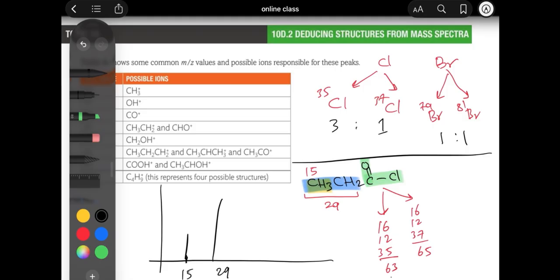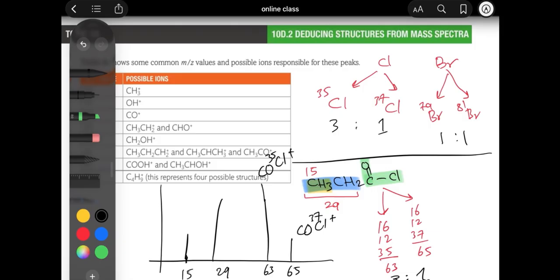Just keep in mind the ratio is 3 to 1, which means that the peak at 63 is 3 times greater than the peak at 65. You can see, so this fragment represents COCl, and this is 35, this is CO, don't forget the positive sign, COCl37, and this positive sign represents the differentiation between them.